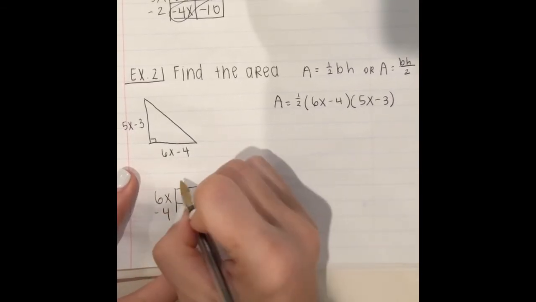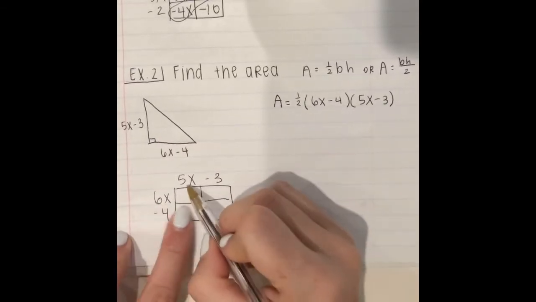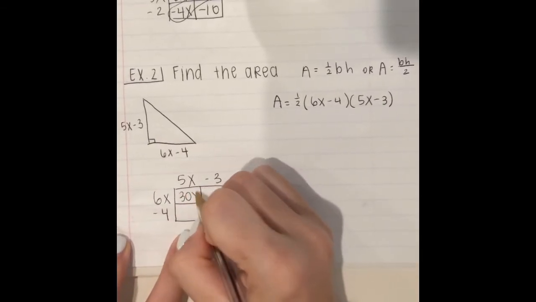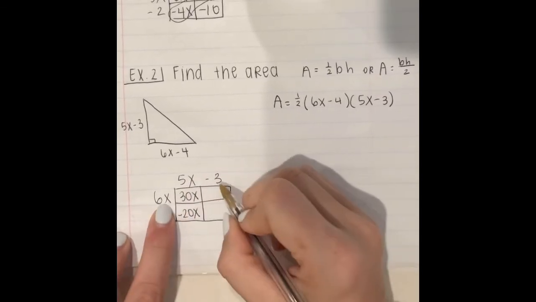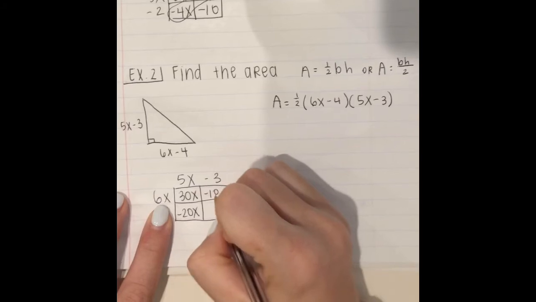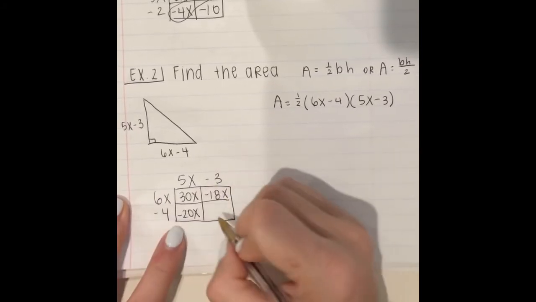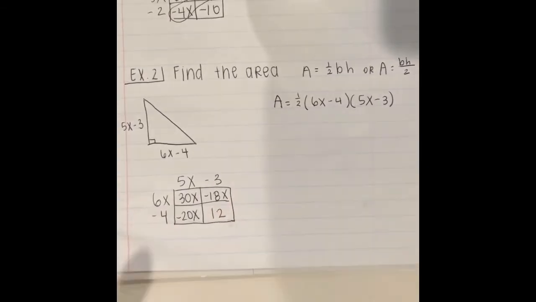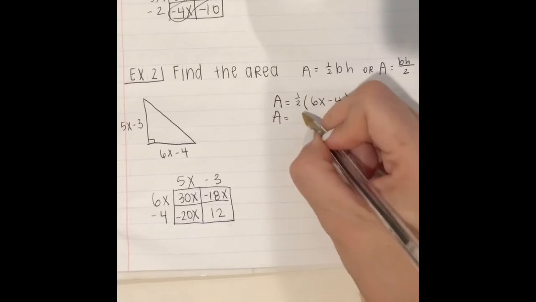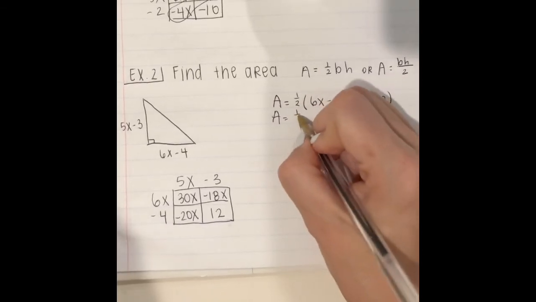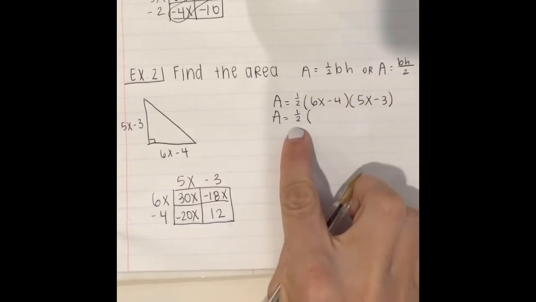6x minus 4 and 5x minus 3. So 6x times 5x is 30x. Negative 4 times 5x is a negative 20x. 6x times negative 3 is a negative 18x. And negative 3 times negative 4, the negative times a negative makes it a positive 12. But don't forget about that 1/2. We're dividing by 2. So you have 1/2 times, I'm going to put all this in parentheses because we still have to multiply it by 1/2.